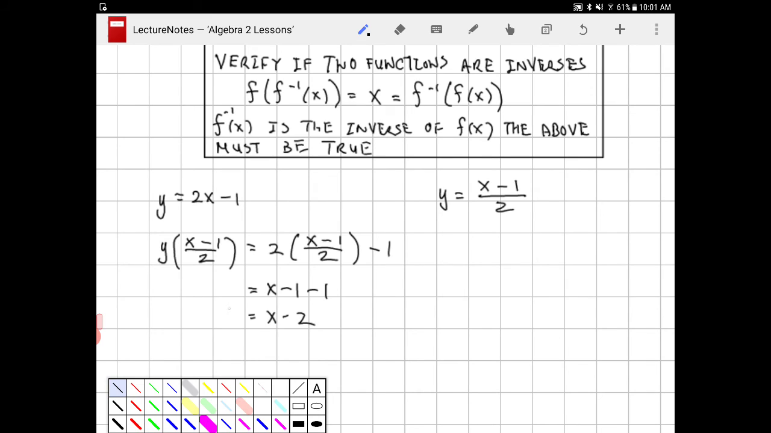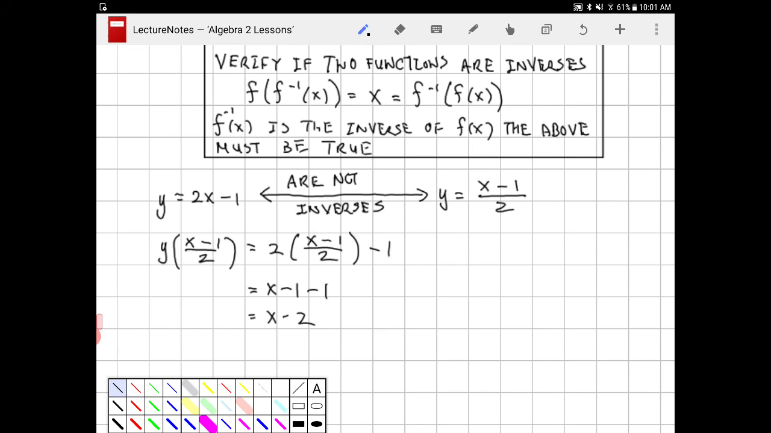You know what? We don't end up with the identity. So immediately we can conclude, okay, that these are not inverses. They're not inverses of each other. And the same could be said going in the other direction.